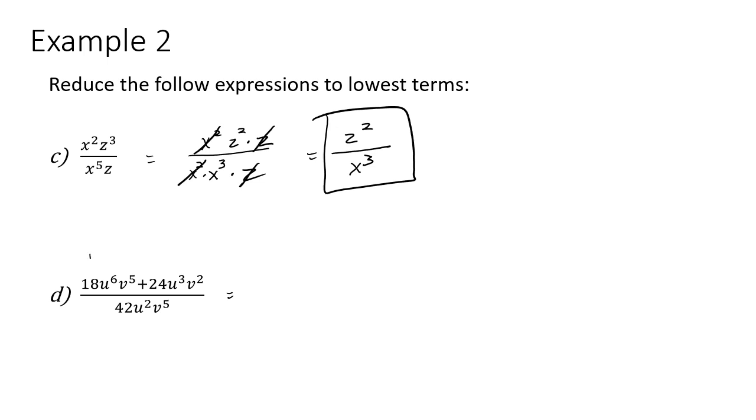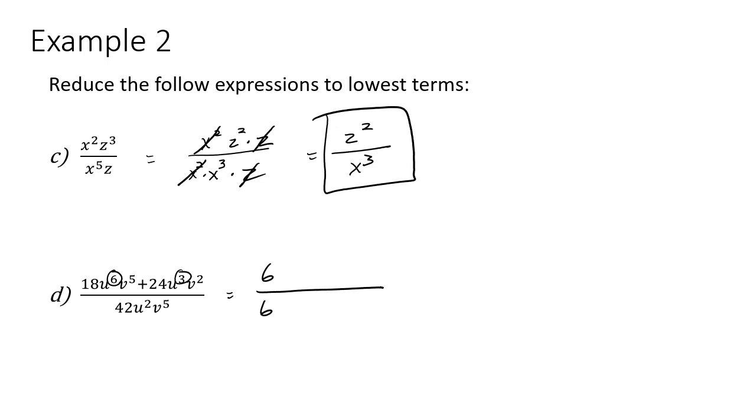So let's start off with the numbers. We're looking for the greatest common factor between 18, 24, and 42. And the biggest number that would divide into all three of those, and you could do it in pieces if you have trouble seeing it, would be 6 in this case. So I'm going to pull a 6 out of both terms in the numerator and the one term in the denominator.